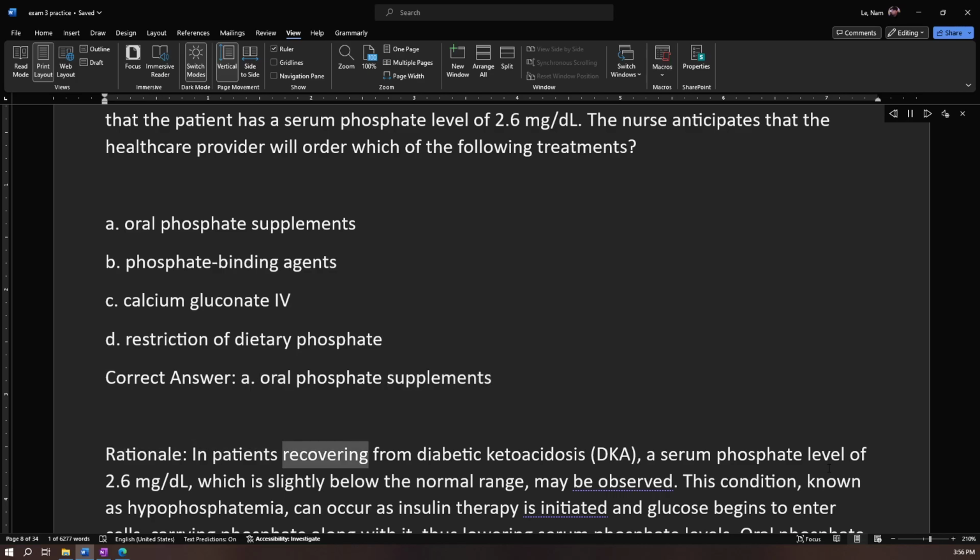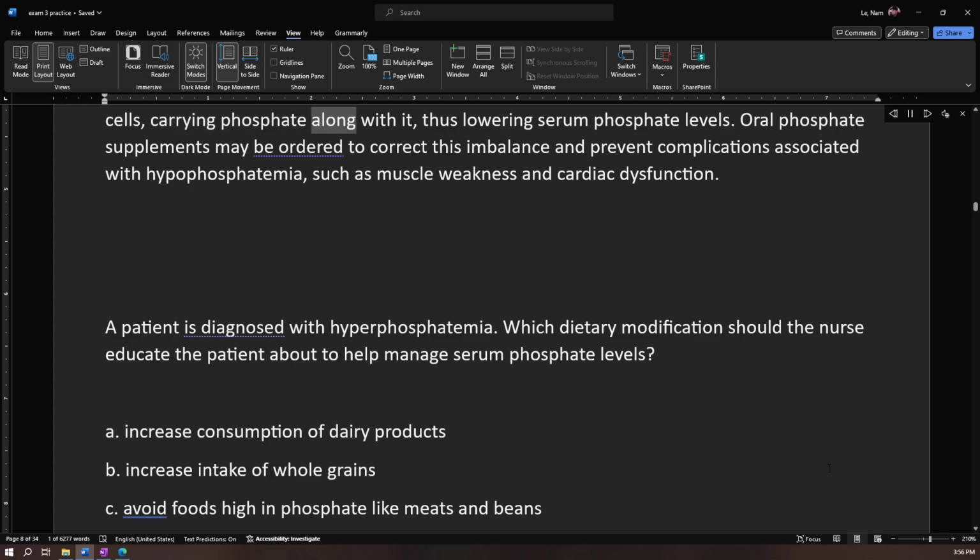Rationale: in patients recovering from diabetic ketoacidosis, DKA, a serum phosphate level of 2.6 milligrams per deciliter, which is slightly below the normal range, may be observed. This condition, known as hypophosphatemia, can occur as insulin therapy is initiated and glucose begins to enter cells, carrying phosphate along with it, thus lowering serum phosphate levels. Oral phosphate supplements may be ordered to correct this imbalance and prevent complications associated with hypophosphatemia, such as muscle weakness and cardiac dysfunction.